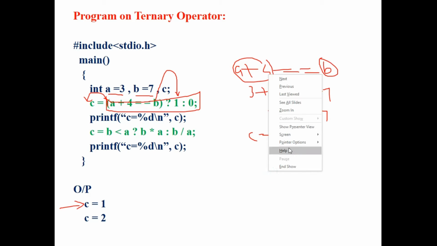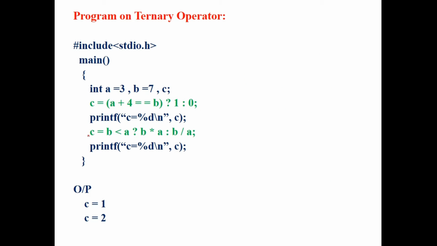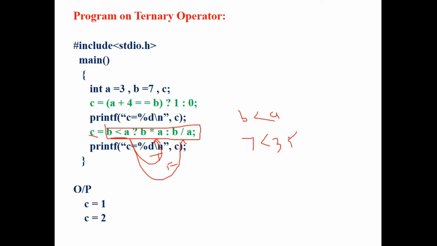And for the next expression, we have c is equal to b is less than a. If this condition becomes true, then we will calculate this part. If this condition becomes false, then we will calculate this part. Okay, so we'll look at what b is. B is less than a, so 7 is less than 3. No, this is false, so we will directly go to the part which is written after the colon. So that is b divided by a. So that is 7 divided by 3.